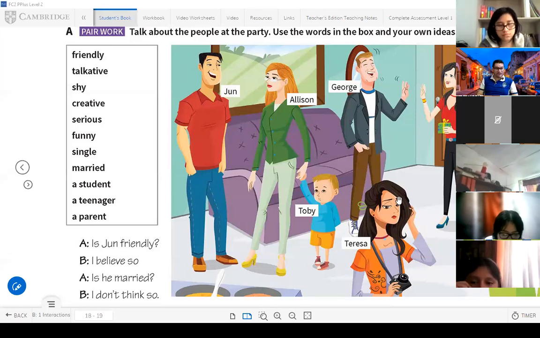Tell me, students, is Mayra funny? What do you think? I think so. Yeah, right. Mayra is funny. Mayra tiene unos comentarios that are really fun. Yeah, she's funny, I guess. In her own style, en su propio estilo. Of course, right?